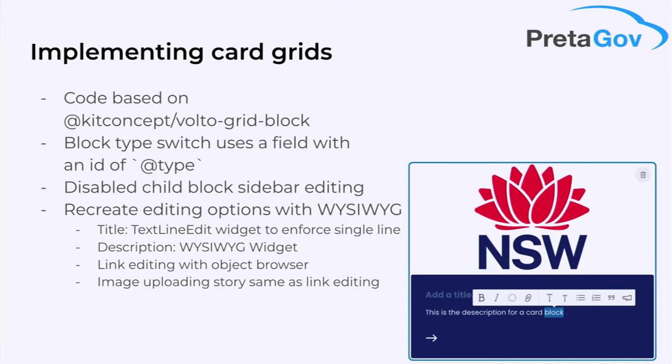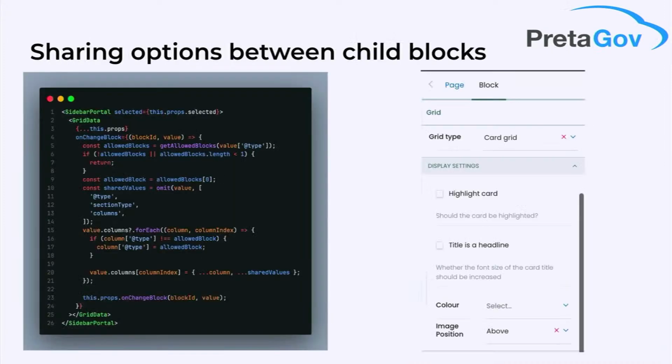Similar story for image uploading. We essentially copied the image block and how that works and changed a few things, but I think there's a PR in progress for unifying that story. And then the final bit of magic was that whenever you change one of the settings in the parent, it iterates through all the children and sticks those settings onto them too. So when you change, for example, whether to show the highlight or the color of the card on the grid block, you pass that all down to all the children, it stores it, and then, yeah, works as normal.